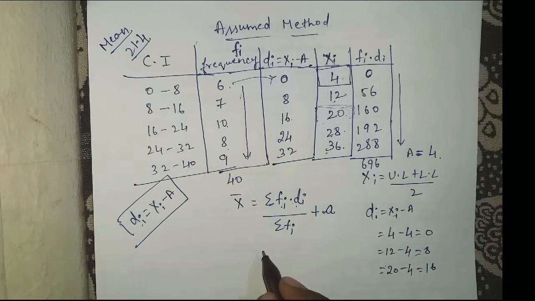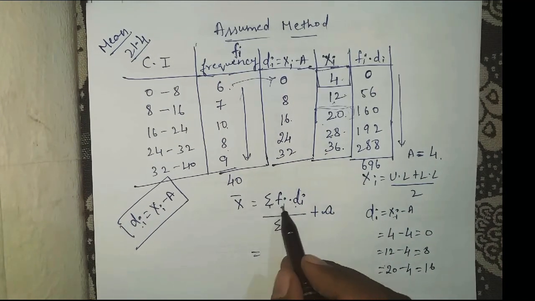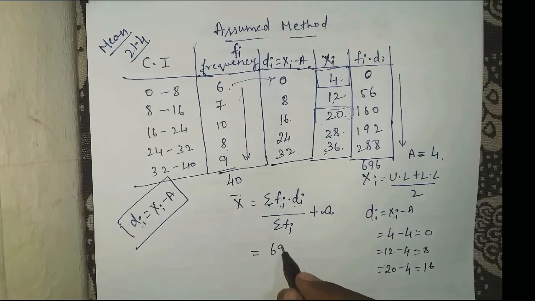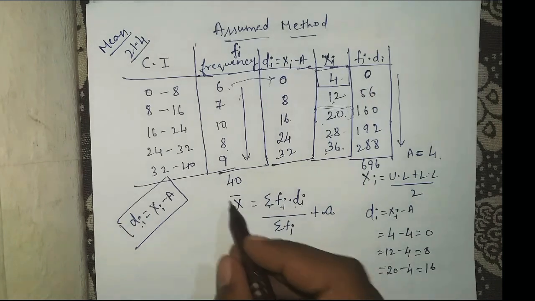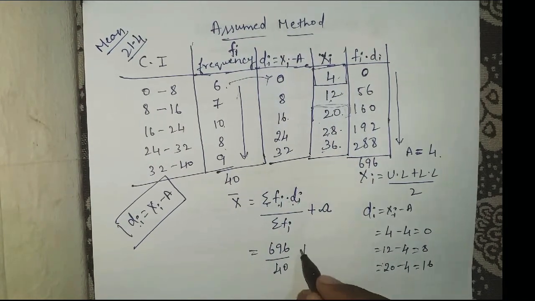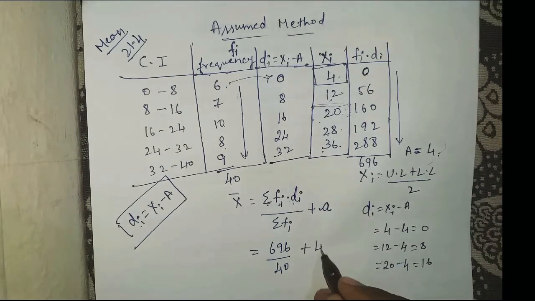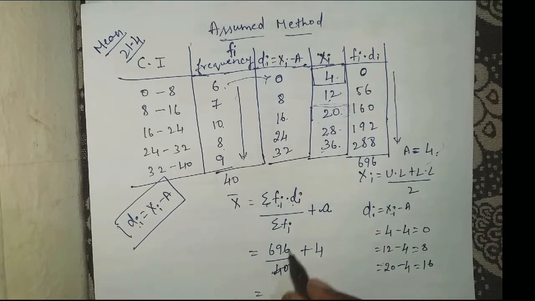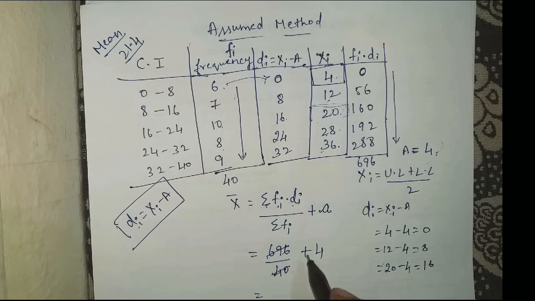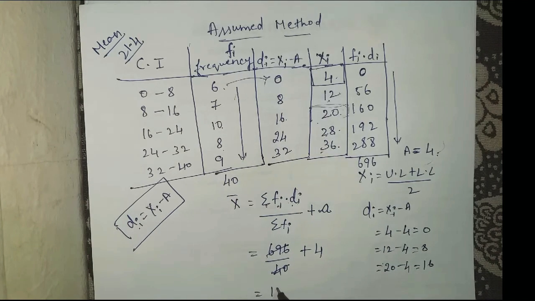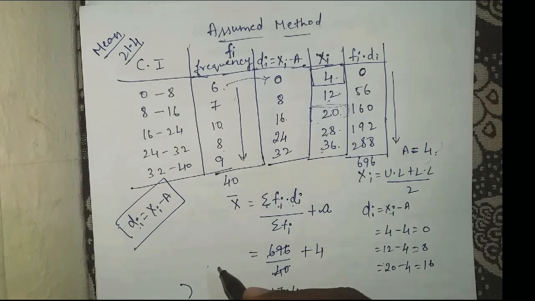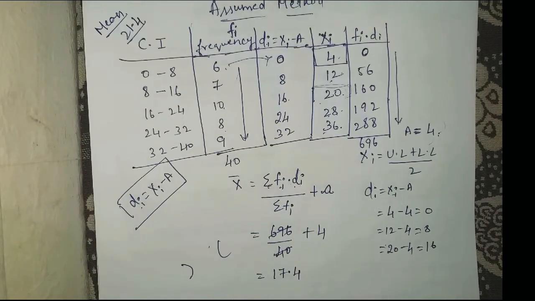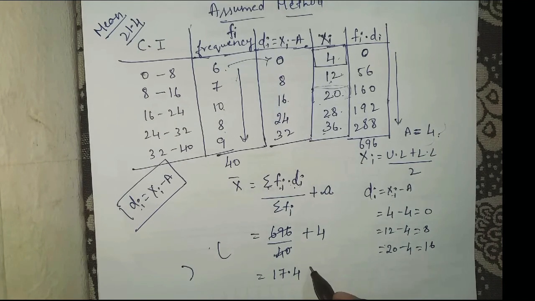So I got all the values. So substitute. Sigma fi di is what? 696 divided by sigma fi, which is nothing but 40, plus what is the a value I considered, 4. Once you divide it, you will get 17.4. You can do it in any division method, your choice. Once you divide it, you will get 17.4 plus 4.